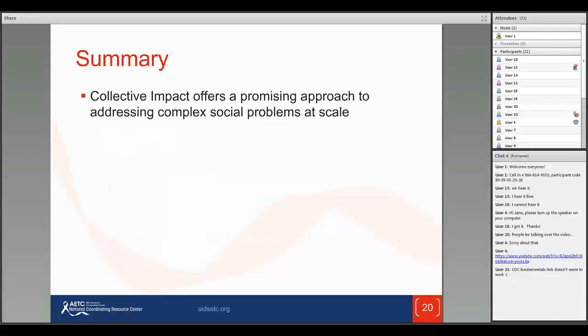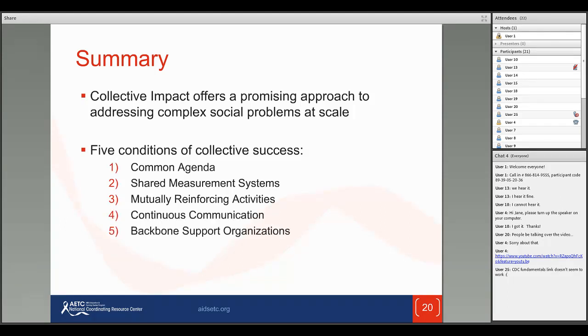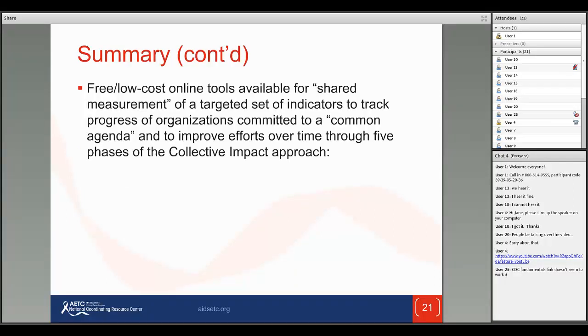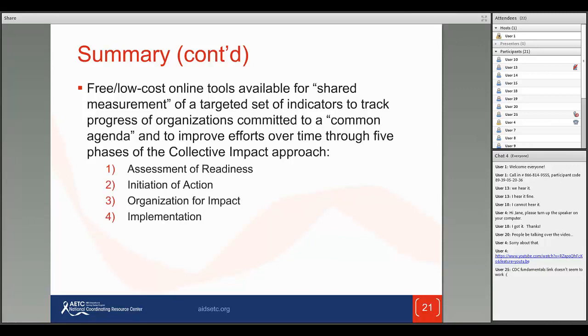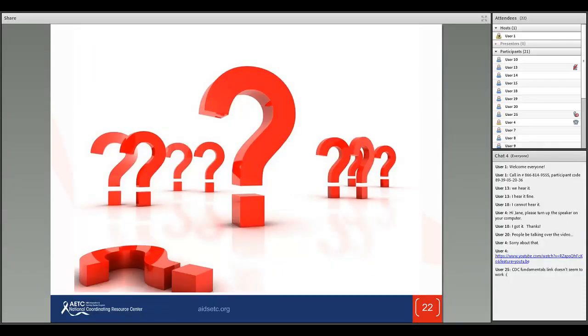So I'm getting my cue here, and I'm wrapping up. So in summary today, we talked about collective impact and how it is a very promising approach for addressing social or public health problems at scale that are impacted by social determinants of health. We talked about the 5 conditions of collective success or collective impact. And then we also talked about the 5 approaches. There are free, low-cost online tools that are available for you to share to evaluate your collective impact approach. And these are the 5 phases of collective impact. So that sums it up for today, and I'm happy to take any questions, or we can disseminate our contact information and you can email us any questions.